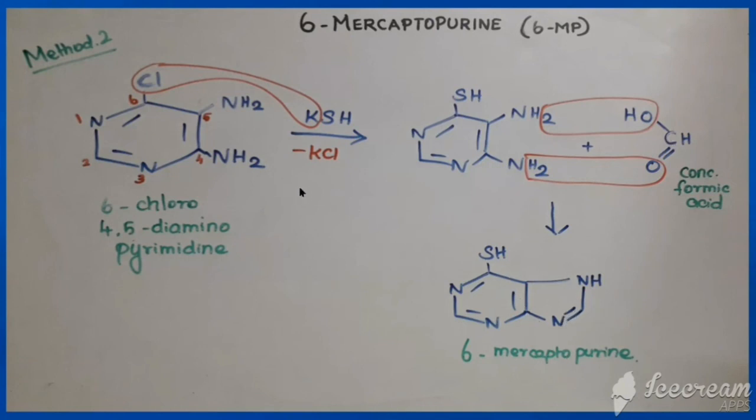So what is the second step? We take 6-chloro-4,5-diaminopyrimidine. On treatment with KSH, KCl is removed and SH is added there, and with that we add concentrated formic acid. There is removal of two molecules of water and it undergoes cyclization, and we get 6-mercaptopurine. That's all about the synthesis of 6-mercaptopurine.